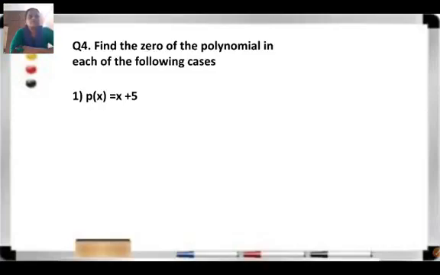Yes, just wait a minute. Yes, p of x equal to x plus 5. So what will we do? We will consider p of x equal to 0, because we want to find the 0 of a polynomial. Therefore x plus 5 is your polynomial, so x plus 5 equal to 0. Solve it as an equation. Shift the 5 to the right hand side, and you will get x equal to minus 5. So what can we say? Minus 5 is a 0 of the polynomial x plus 5.